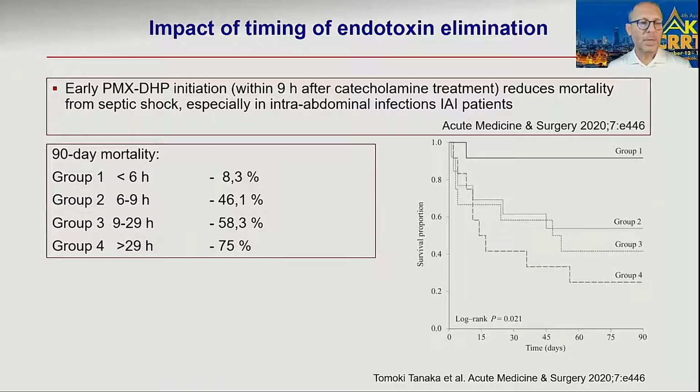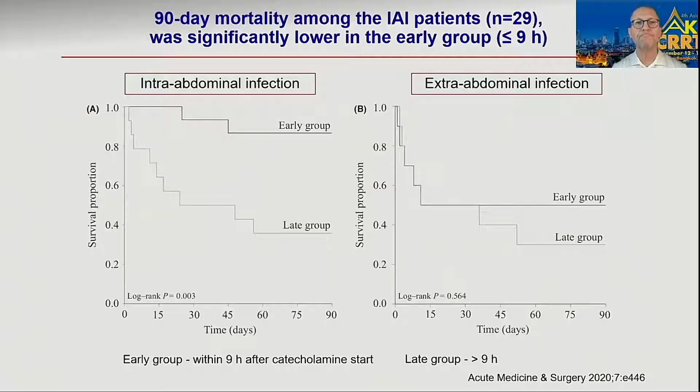But maybe the timing of endotoxin removal is also important. In a study published this year, Japanese researchers investigated whether the outcome in septic shock patients is affected by the time of endotoxin removal initiation and the location of the infection site. The results of the study were very impressive, as it demonstrated that delayed initiation of endotoxin elimination treatment is associated with much higher mortality. In particular, the group of patients with intra-abdominal infection benefited most from early endotoxin elimination treatment, that means within 9 hours after catecholamine start.